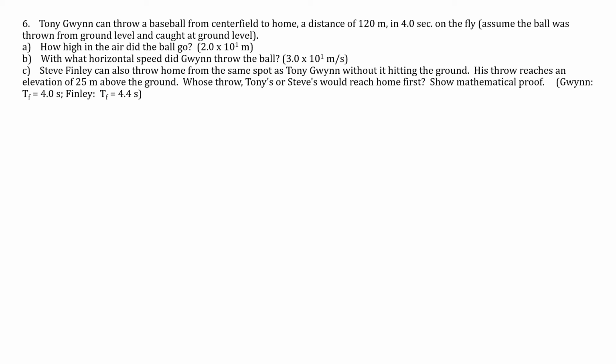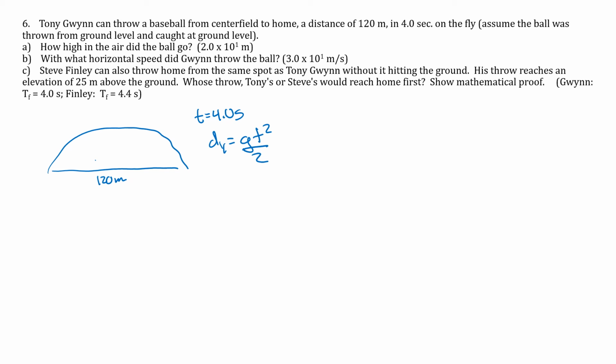Question 6. Tony Gwynn can throw a baseball from center field to home, a distance of 120 meters in 4 seconds. We're assuming it's thrown from ground level and caught at ground level. Okay, just for ease of everything, we want to know how high the ball went in the air. Well, that's our dy.